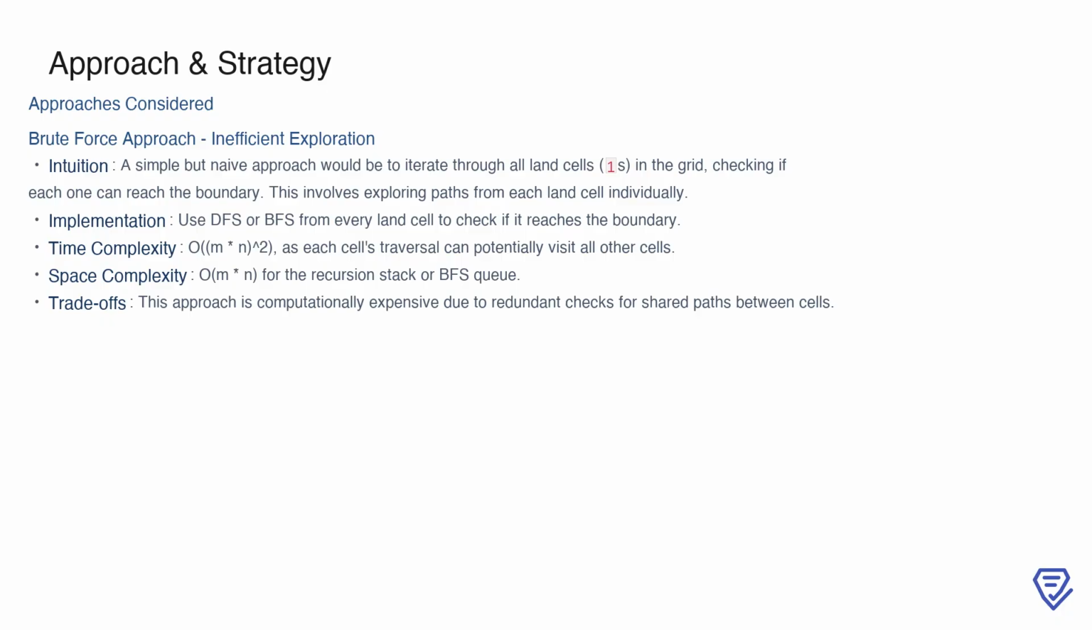However, this method comes with significant performance drawbacks. Since each land cell is processed independently, there's a lot of redundant exploration, especially when multiple cells share the same reachable paths. The time complexity for this approach is O((m times n) squared), which becomes prohibitive for larger grids, and the space complexity is O(m * n), due to the recursion stack or BFS queue. While conceptually simple, this method is computationally inefficient and not practical for larger grids.